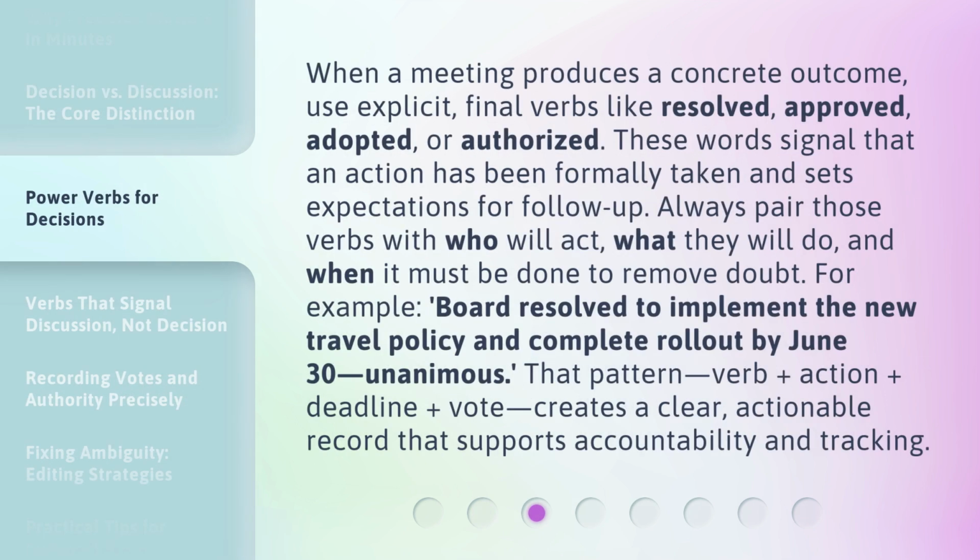When a meeting produces a concrete outcome, use explicit, final verbs like resolved, approved, adopted, or authorized. These words signal that an action has been formally taken and sets expectations for follow-up. Always pair those verbs with who will act, what they will do, and when it must be done to remove doubt. For example, "Board resolved to implement the new travel policy and complete rollout by June 30th, unanimous." That pattern, verb plus action plus deadline plus vote, creates a clear, actionable record that supports accountability and tracking.